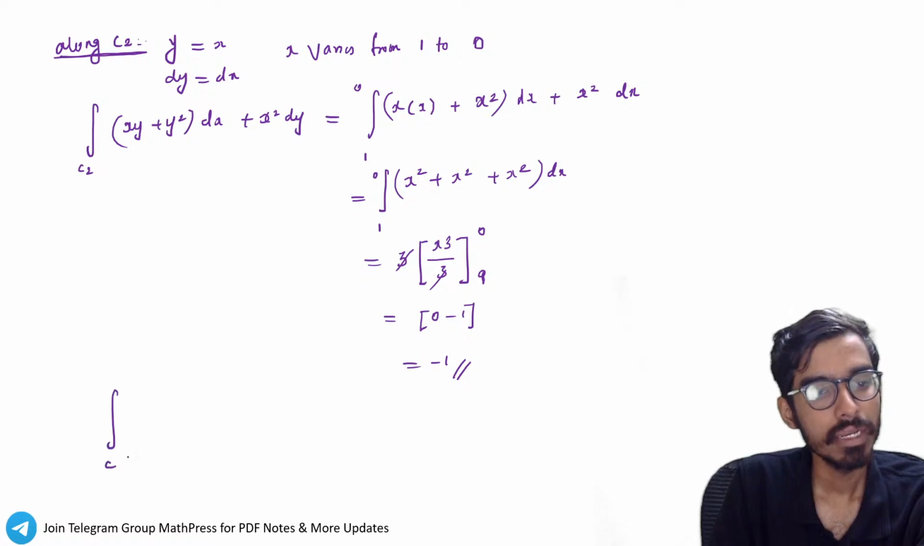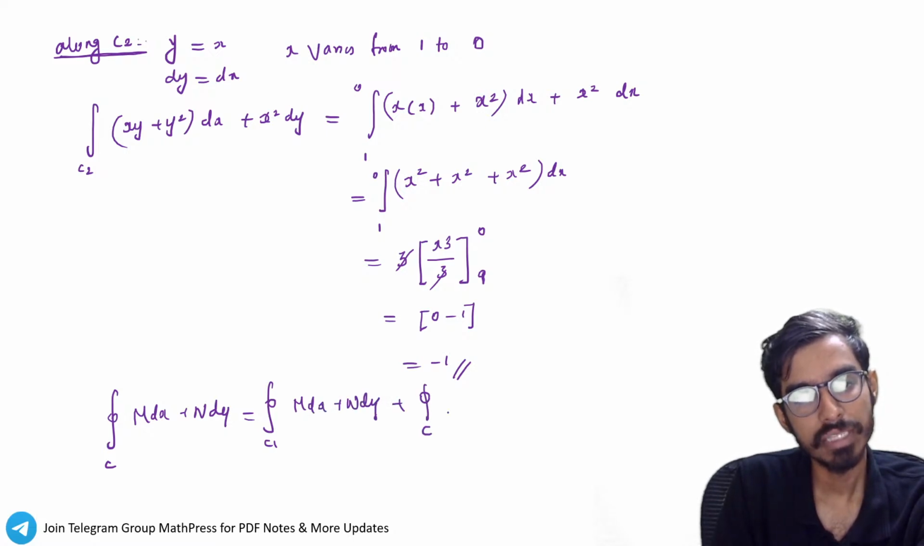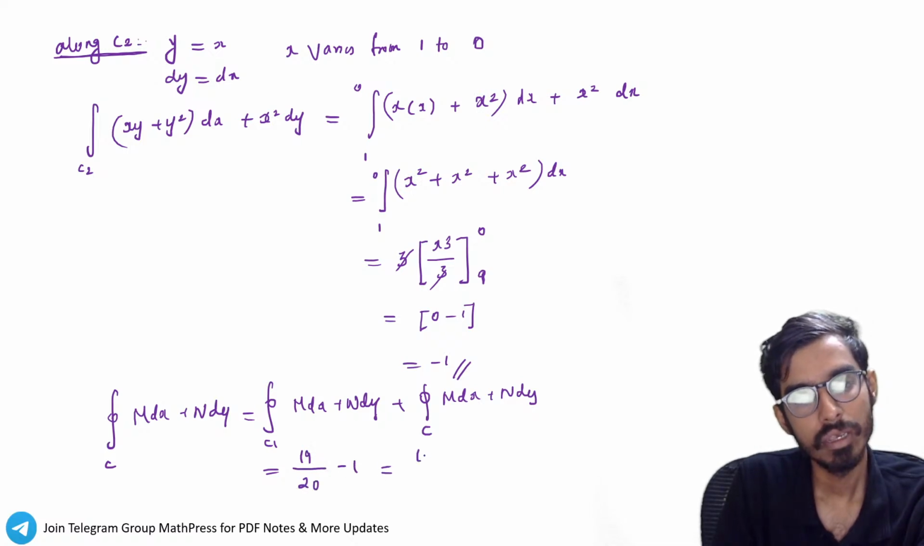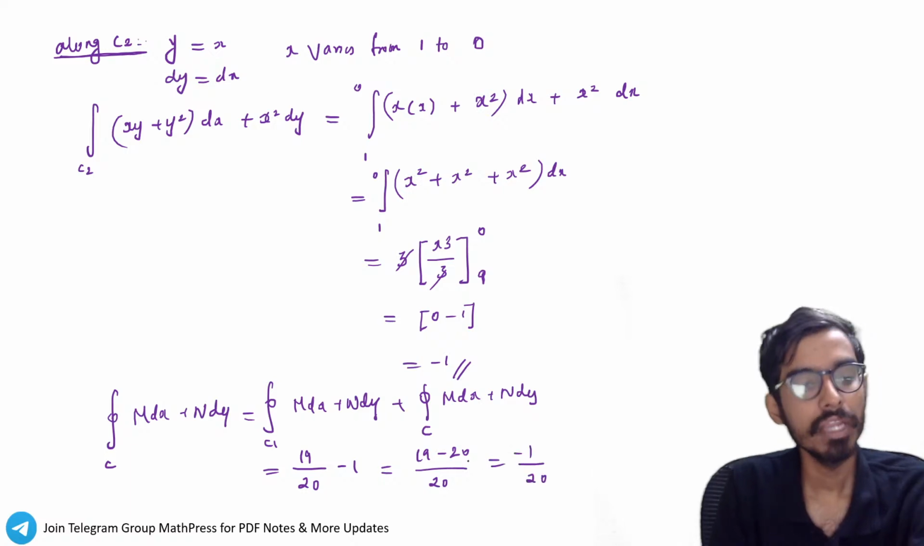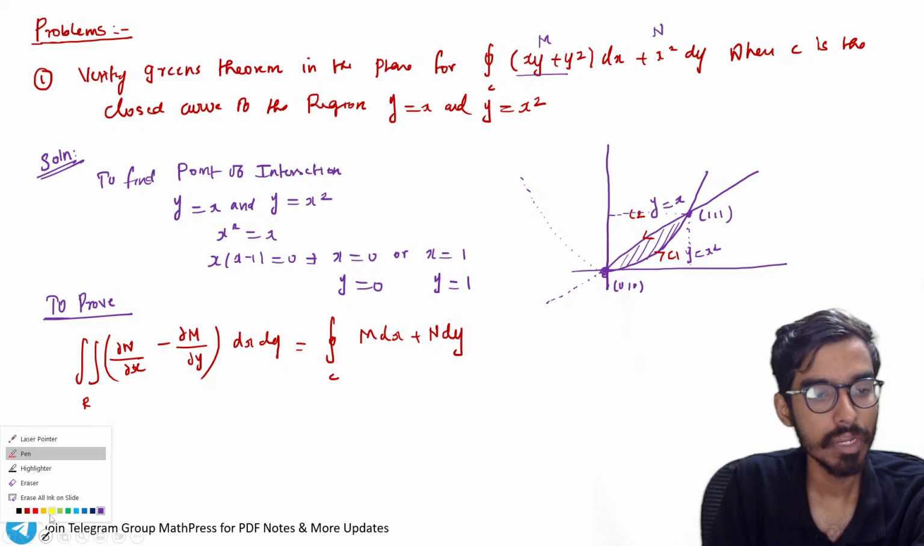Therefore, the integral over C of M dx + N dy is equal to the integral over C1 of M dx + N dy plus the integral over C2 of M dx + N dy, right? The first integration is 19/20, plus minus 1, so 19 minus 20 by 20. So minus 1/20 is our line integral, so this answer is minus 1/20.